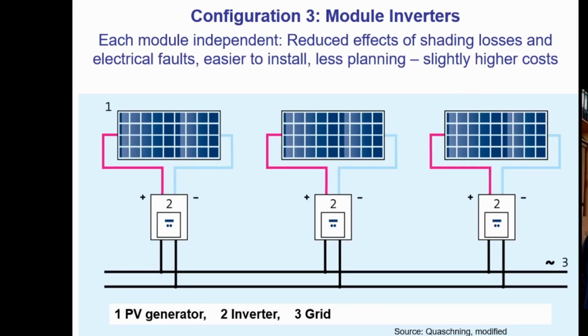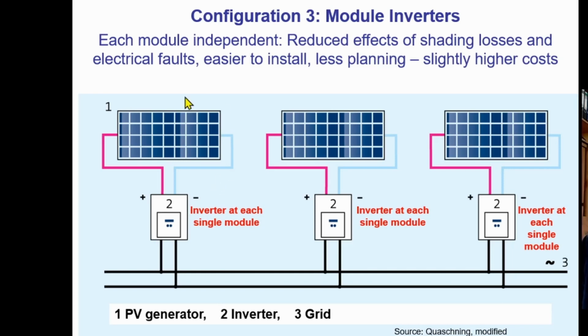Or a more radical concept are the so-called module inverters or microinverters. There we apply an inverter for each single module. So each module and its inverter is a separate power plant. That means we have a lot of resilience here, and even if one module is shadowed, for example by leaves or so, it doesn't affect the performance of the remaining power plant.